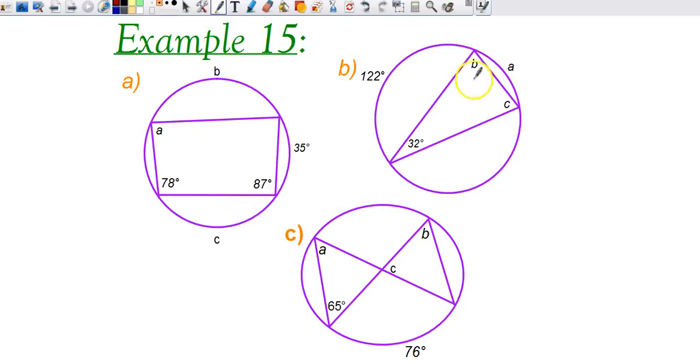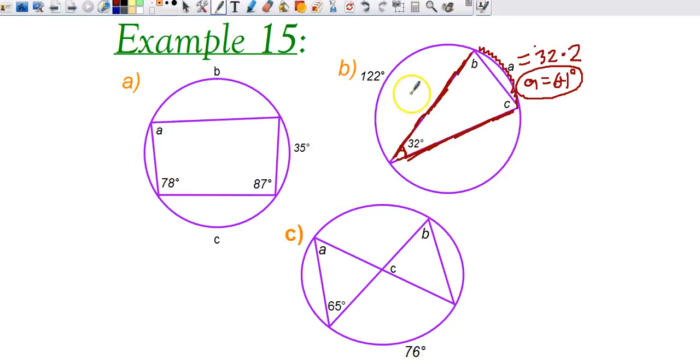Letter B. Now a couple more on this page and we're almost done. This one, we're talking about triangles, so triangles are a little bit less work. We'll start with letter A. Look at this 32-degree angle. That's inscribed. That's half of A. You don't have to worry about B and C right now. So A is going to be 32 times 2, which is going to be 64. All right, boom. Got that one.